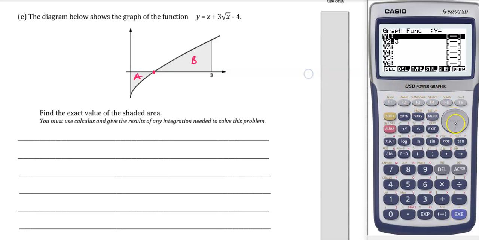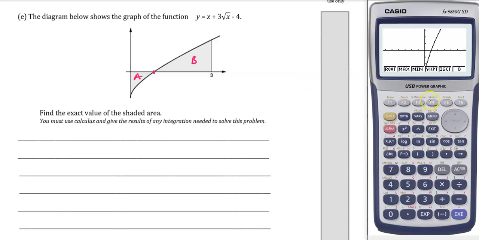Just delete that from earlier. Okay, so x plus 3 root x minus 4. And let's find the root. So that happens at, we've got that value just there. So down at the bottom left hand corner we've got x is 1. Okay, so from 0 to 1, we're going to find out that area first.